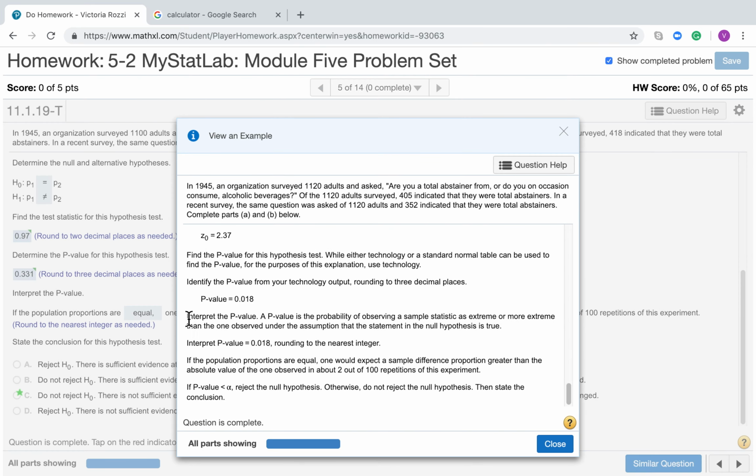So interpreting the p-value. A p-value is the probability of observing a sample statistic as extreme or more extreme than the one observed under the assumption that the statement in the null hypothesis is true. So you may want to read that a couple times. I know that's a lot. A p-value is the probability of observing a sample statistic as extreme or more extreme than the one observed under the assumption that the statement in the null hypothesis is true.